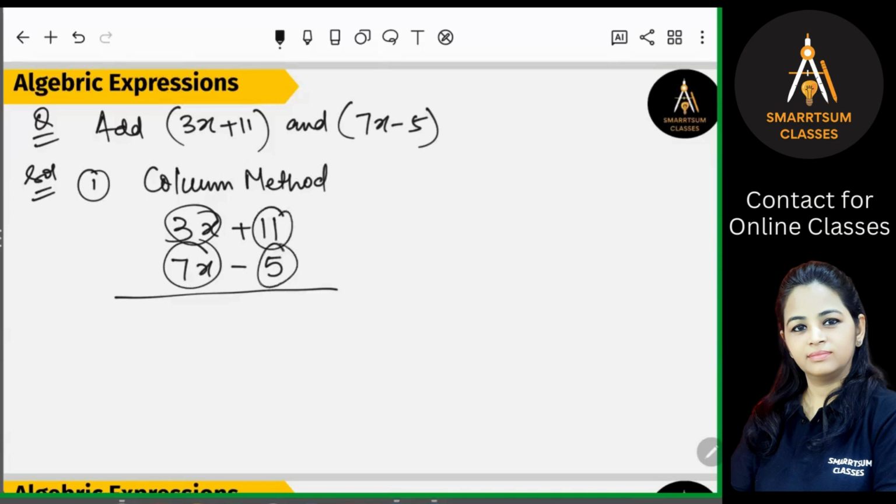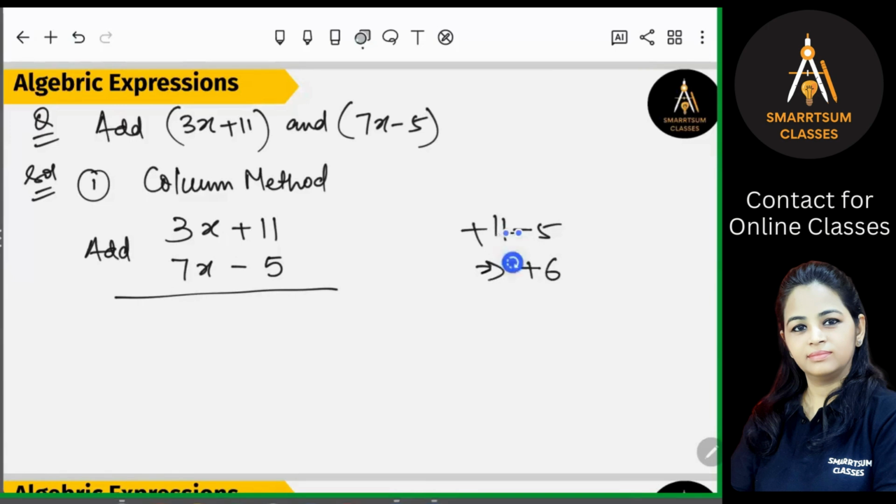Similarly, 11 and 5 are constant terms, so we are writing them one below the other, right? And now we can write down here add, right? While adding, we can simply use the integer rules, right? So 11 minus 5 will be equal to plus 6, right? Same rules we need to follow here, which we already know, how to add and subtract integers. So this is plus 6.